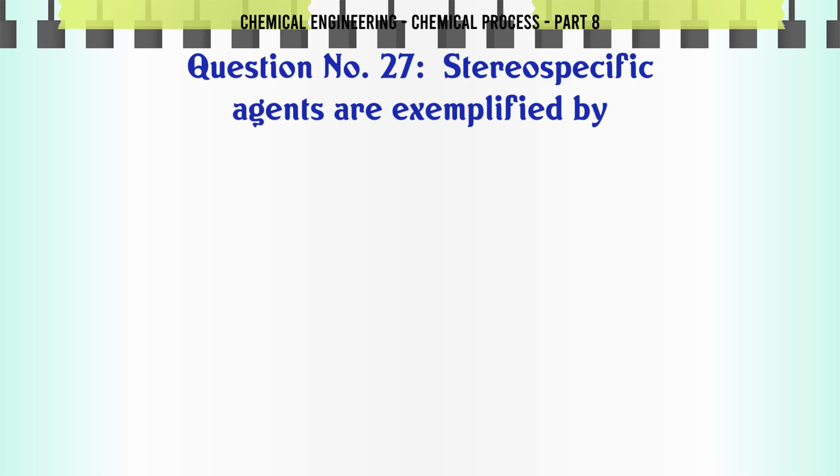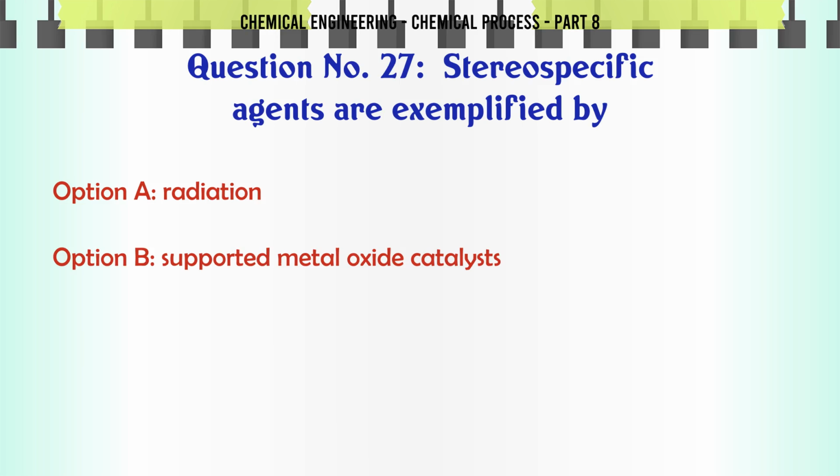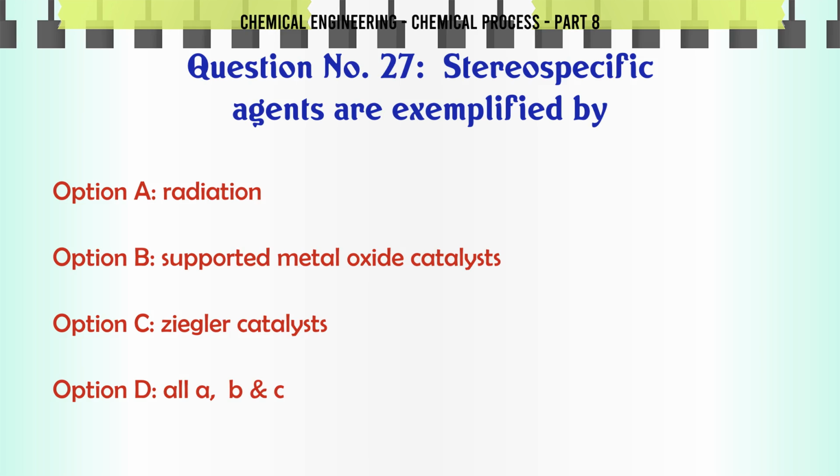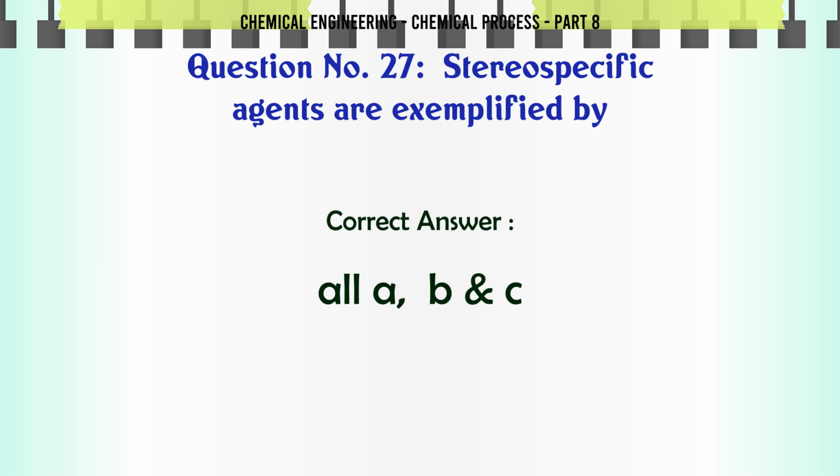Stereospecific agents are exemplified by A. Radiation. B. Supported metal oxide catalysts. C. Ziegler catalysts. D. All ABC. The correct answer is all ABC.